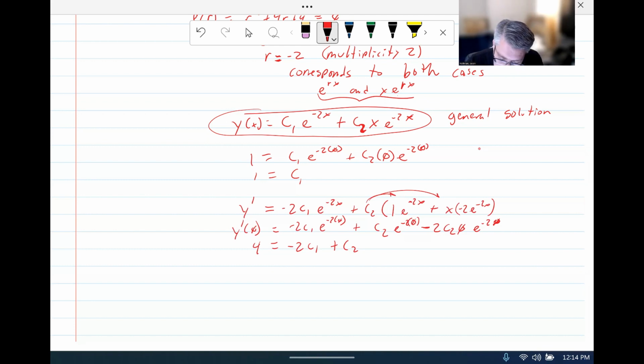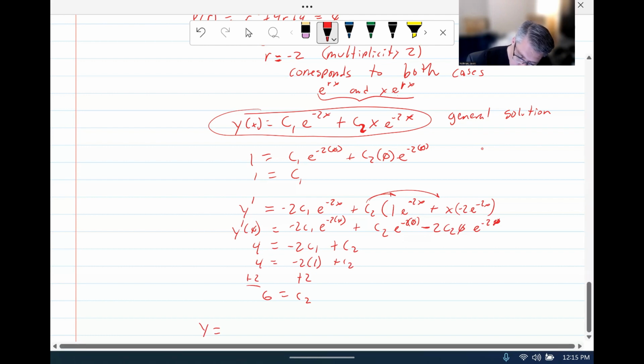But we know what c1 was. c1 was 1. So this is 4 equals negative 2 times 1 plus c2. Add 2 to both sides. And so 6 is equal to c2. So c2 equals 6.